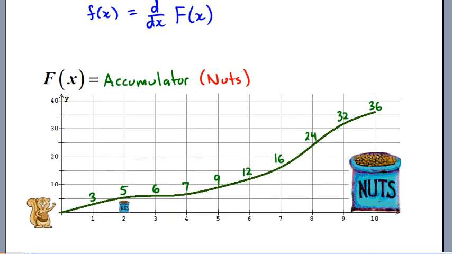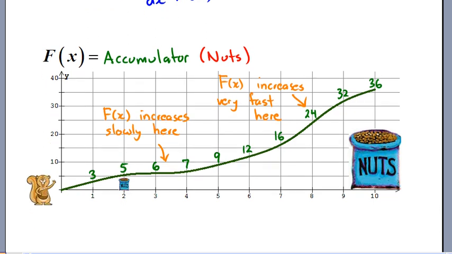So right at the time when the nut gathering rate is low, what we can see is that our bag of nuts is actually growing slowly here, right? So capital F of x, our accumulator, increases slowly here. But here, capital F of x increases very fast here. Simply because that upper graph is so tall.